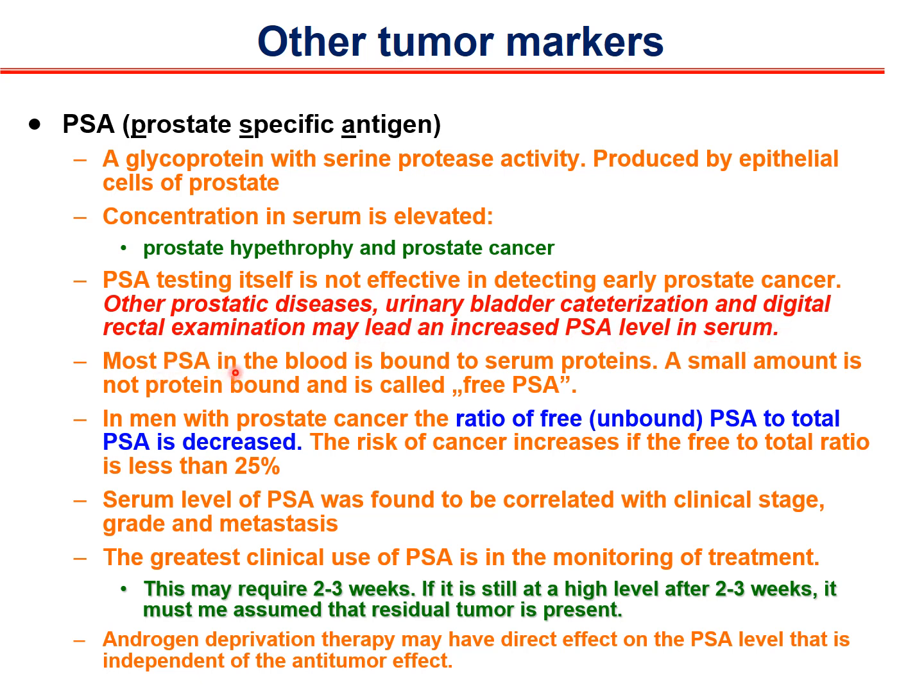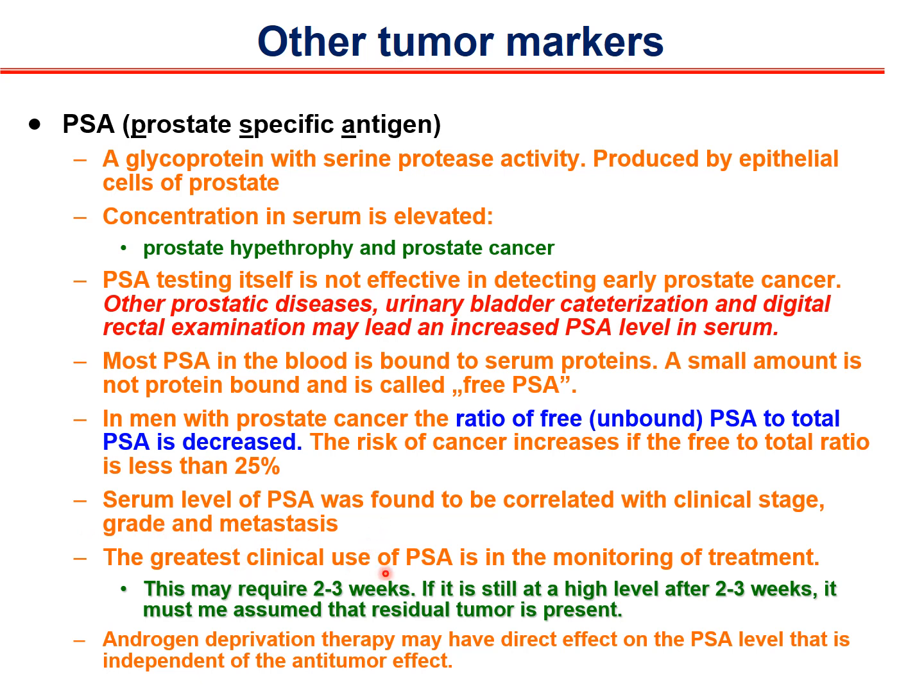Most PSA in the blood is bound to serum protein. A small amount that is not protein bound is called free PSA. In men with prostatic cancer, the ratio of the free, the unbound PSA, to the total PSA is decreased. So the risk of cancer increases if the free to total ratio is less than 25%. The serum level of PSA was found to be correlated with the clinical stage, grade, and metastasis.